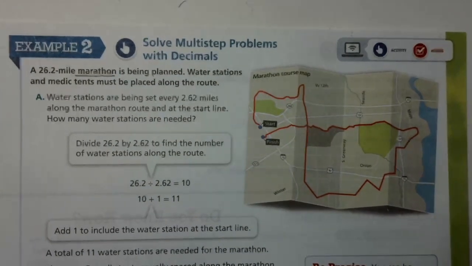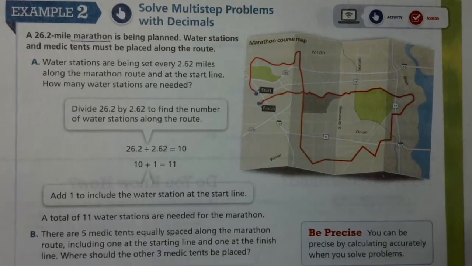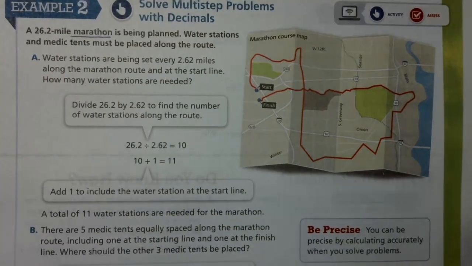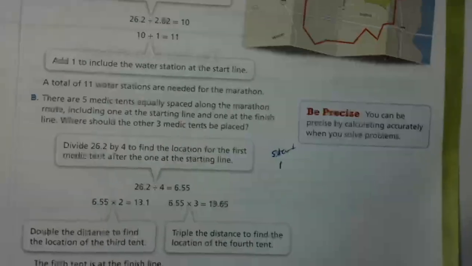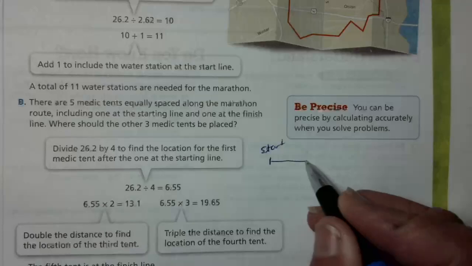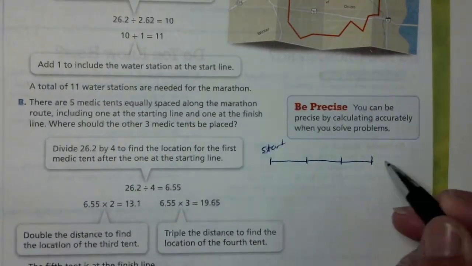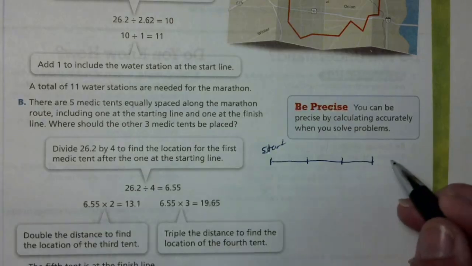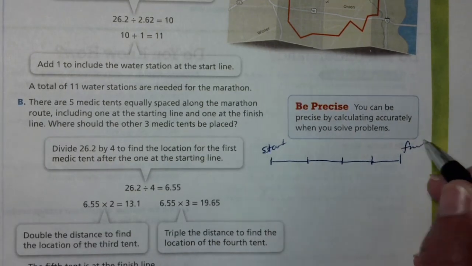Water stations are being set every 2 62/100 miles along the marathon route and at the start line. How many water stations are needed? Okay, so if I understand this right, here's our start. I'm going to draw a little picture here. And then we're going to have a water station, and another water station, and another, 1, 2, 3, 4, and one more water station. So that's the start and that's the finish.